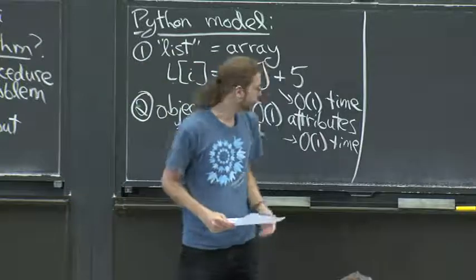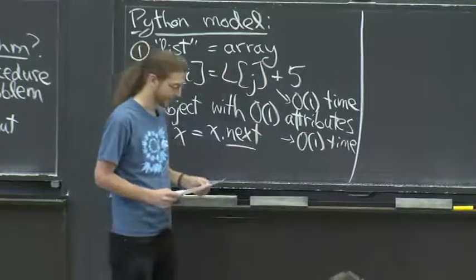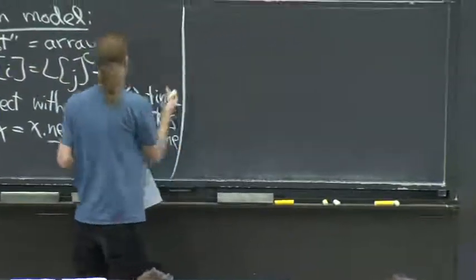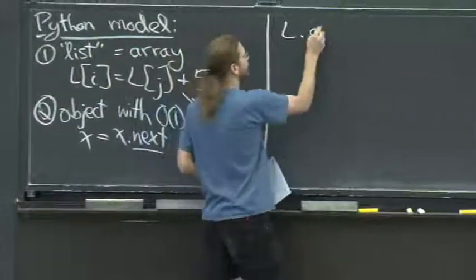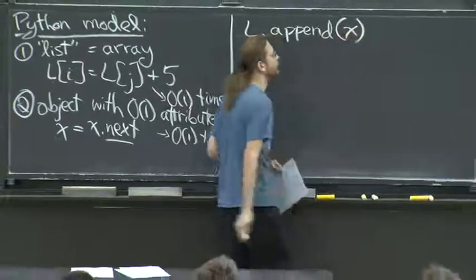No matter how big your linked list is, or no matter how many objects you have, these are constant time. OK, let's do some harder ones, though. In general, the idea is if you take an operation like L.append, so you have a list, and you want to append some item to the list.